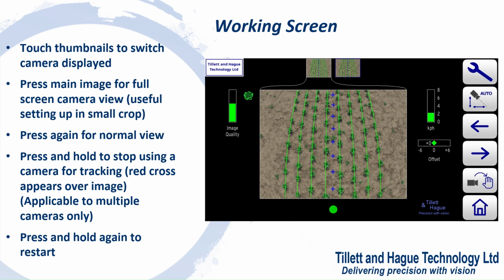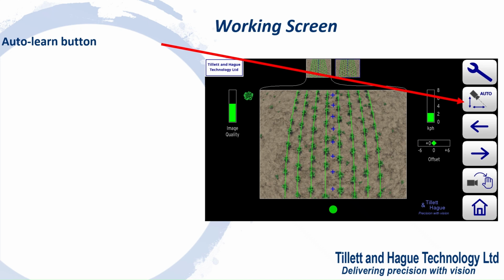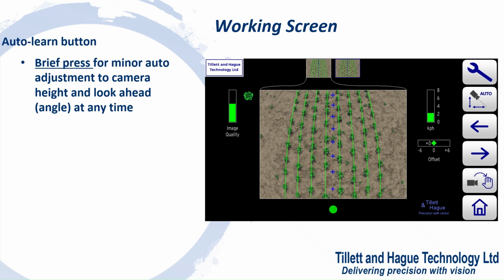The Auto Learn feature incorporates machine learning techniques to better match crop template and actual crop rows. A better template match results in better performance. Briefly touching on the Auto Learn button prompts the guidance system to slightly re-evaluate template match and automatically adjust camera height and look ahead to better align crop and template.